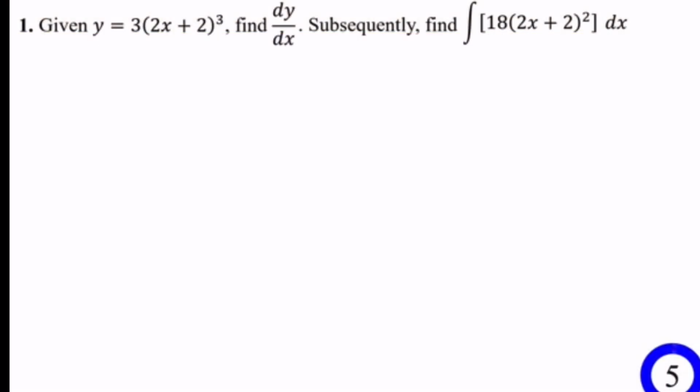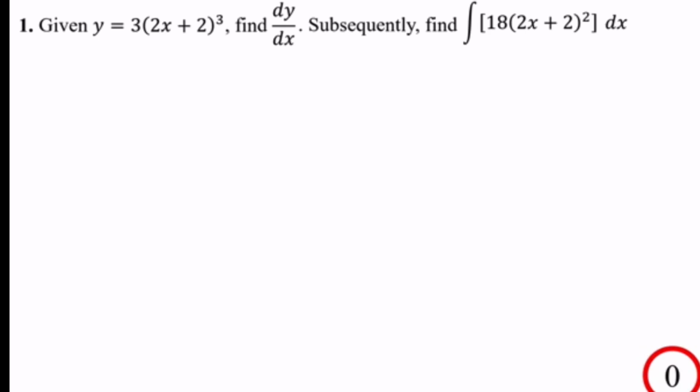Let's discuss question number 1. Given y is equal to 3 times (2x + 2) to the power of 3, find dy/dx. Subsequently, find the integral of 18 times (2x + 2) squared dx.